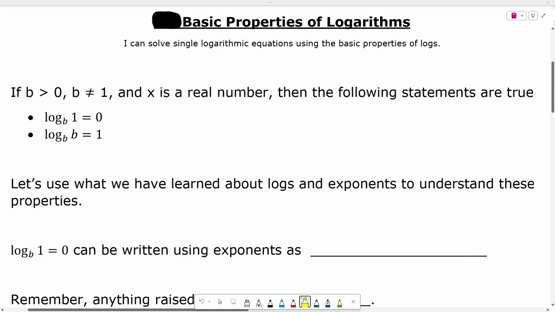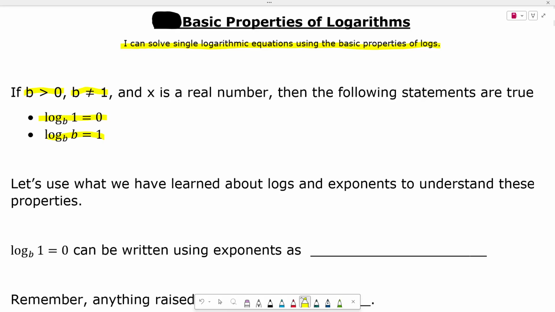Our objective today says I can solve single logarithmic equations using the basic properties of logs. So looking at that, our first one we're going to state it. It says that if b is greater than 0 and b is not equal to 1 and x is a real number, then our following statements are true. Our first one says log base b of 1 is equal to 0, and then log base b of b is equal to 1.